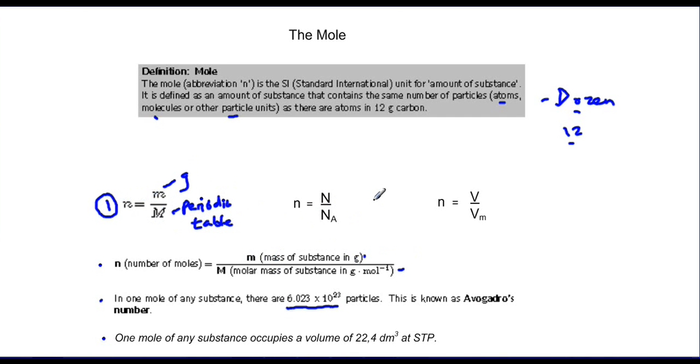Another way in which you can calculate number of moles will be given as number of moles equals capital N over Na. Capital N refers to number of particles, and Na will refer to 6,023 times 10 to the 23, which is known as Avogadro's number. So it will always be 6,023 times 10 to the power 23 particles.